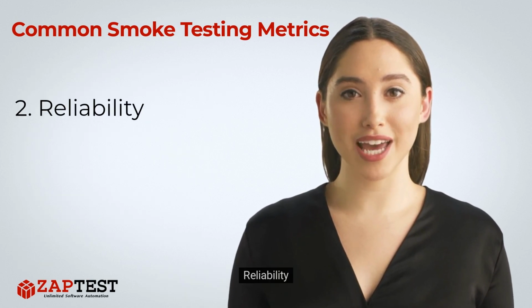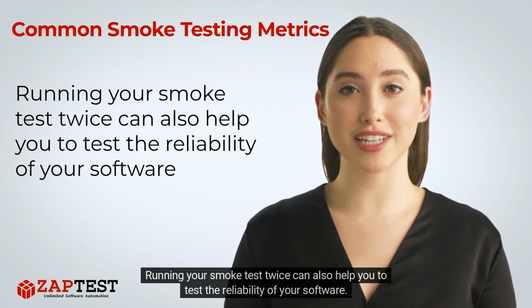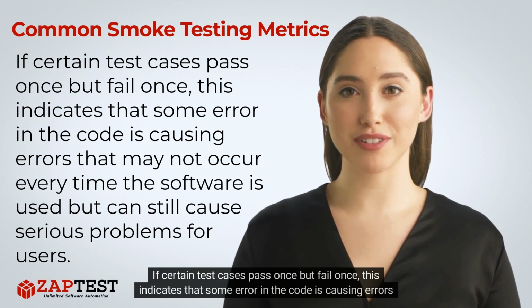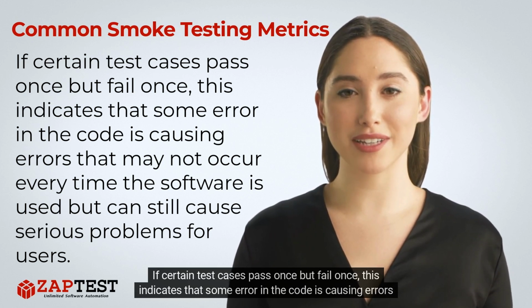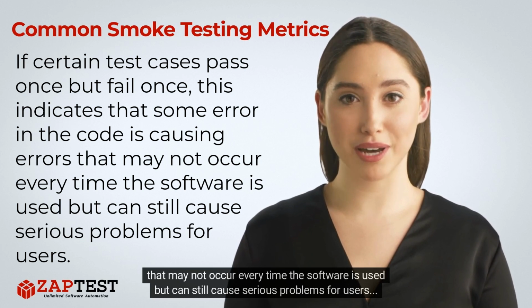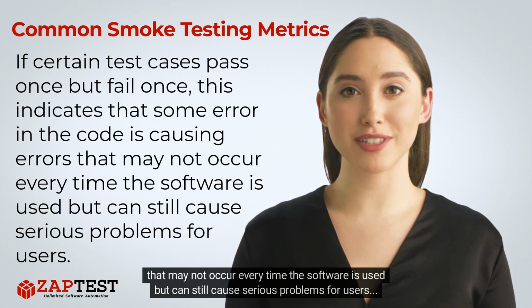2. Reliability. Running your smoke test twice can also help you to test the reliability of your software. If certain test cases pass once but fail once, this indicates that some error in the code is causing errors that may not occur every time the software is used but can still cause serious problems for users.